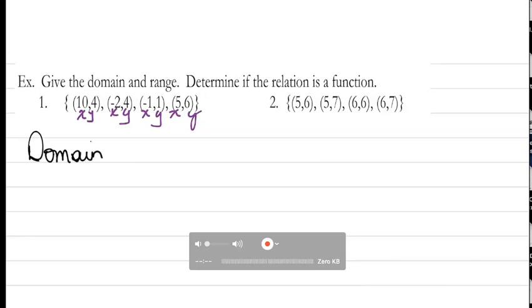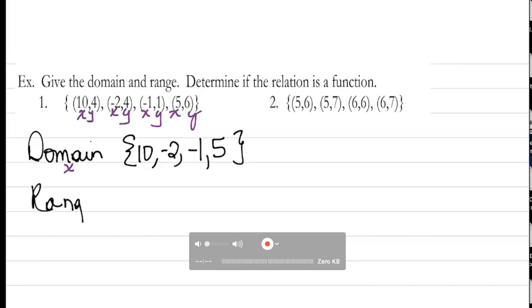My domain is going to be the x part. So for my domain, I'm going to use that crazy little squiggly thing, and I'm going to write down all the x values. So there's an x value of 10, -2, -1, and 5. So I'll write those down. 10, -2, -1, and 5.